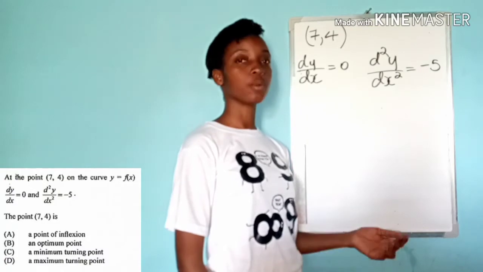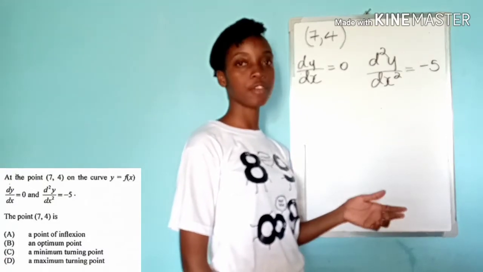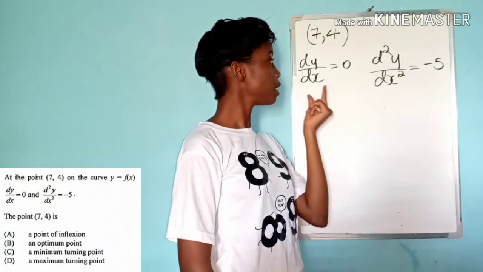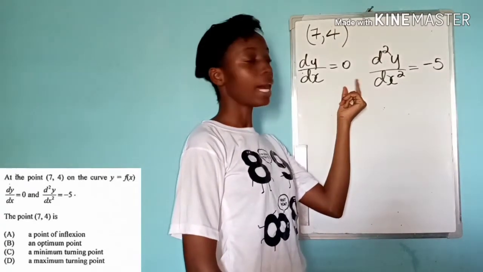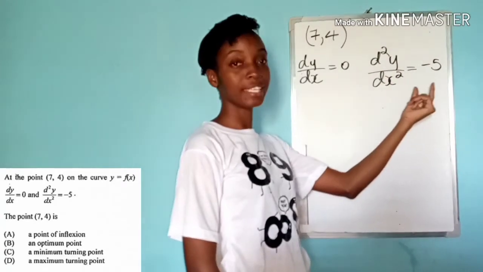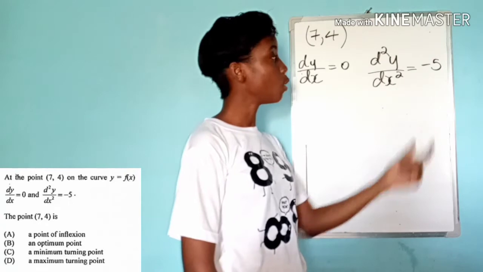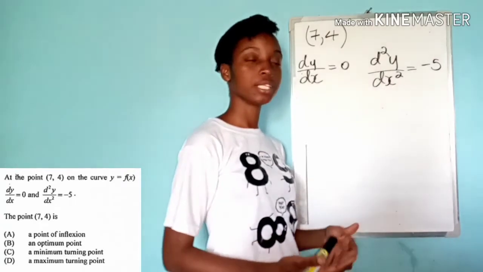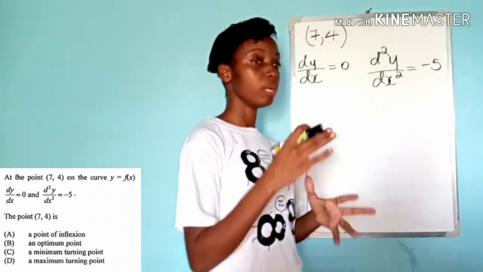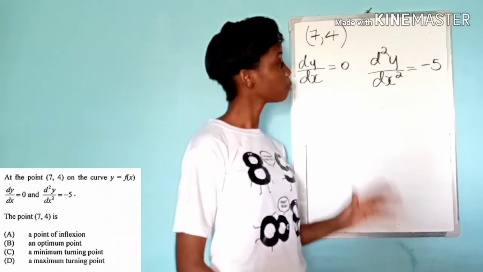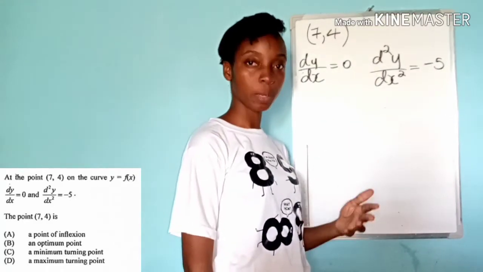In this question, we see we're at the point 7,4. The first derivative is 0, and our second derivative is negative 5. Now, we are being asked to tell whether it's a maximum point, minimum point. You see the options. All right, and so we need to know just one basic rule.